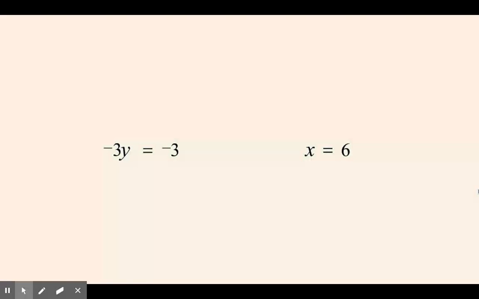Dividing both sides by negative 3, we see that y is equal to negative 3 over negative 3, or 1. So the values of x and y, which simultaneously solve both equations, are 6 and 1.